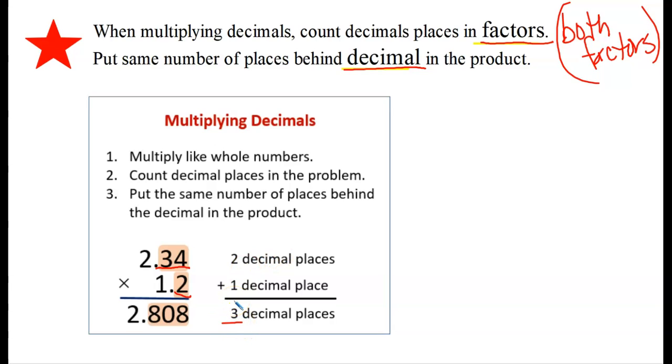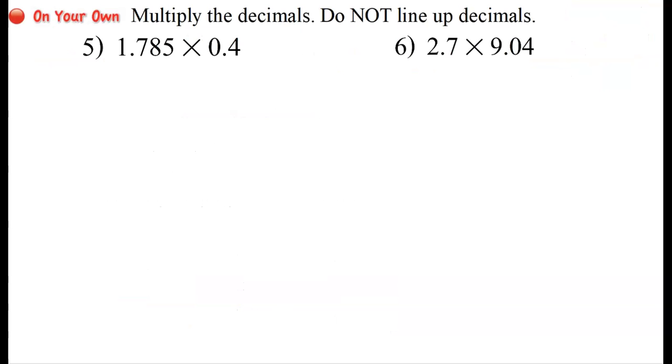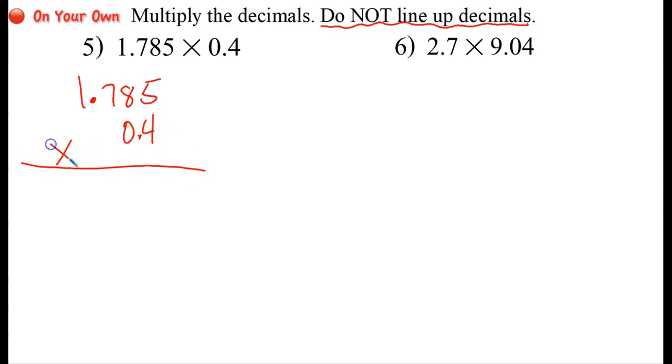Okay, so now let's practice a little on your own. Here's 2 problems. Go ahead and pause the video, and then I'll show you how to do these 2 problems. Okay, I'm writing 1.785. Notice this. I am not lining up the decimals. We're pretending there are no decimals, and then we're going to put the decimals back.